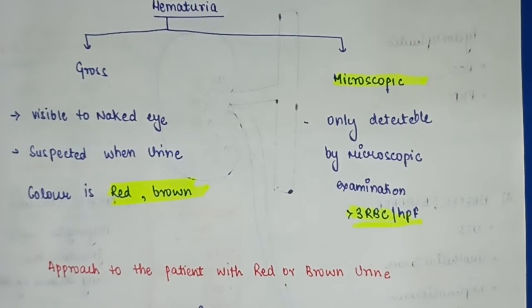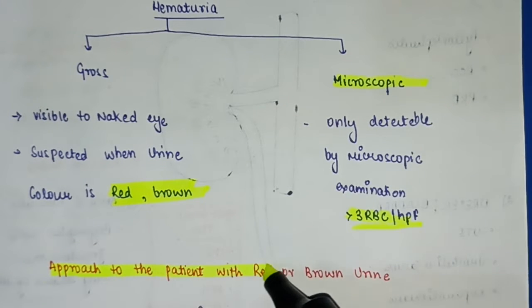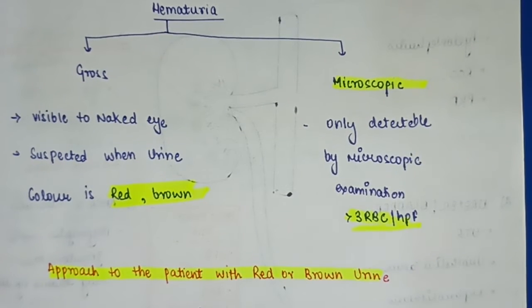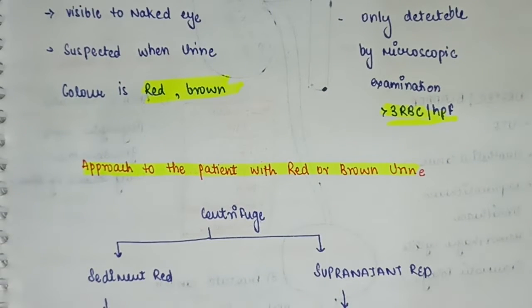So hematuria can be gross or microscopic. Gross hematuria is visible to the naked eye. The urine color will turn red or brown in case of gross hematuria. So how to approach a patient with red or brown urine? Red or brown urine is not always hematuria. It can be rhabdomyolysis, or it can be myoglobinuria, or it can be hemoglobinuria. So not all red or brown urine is hematuria.